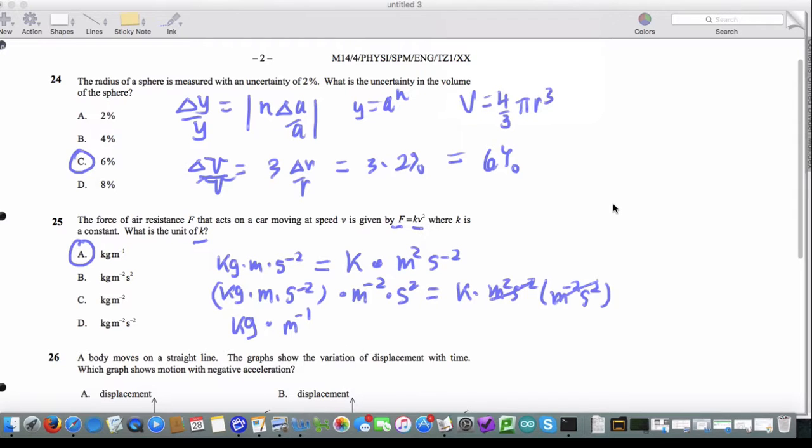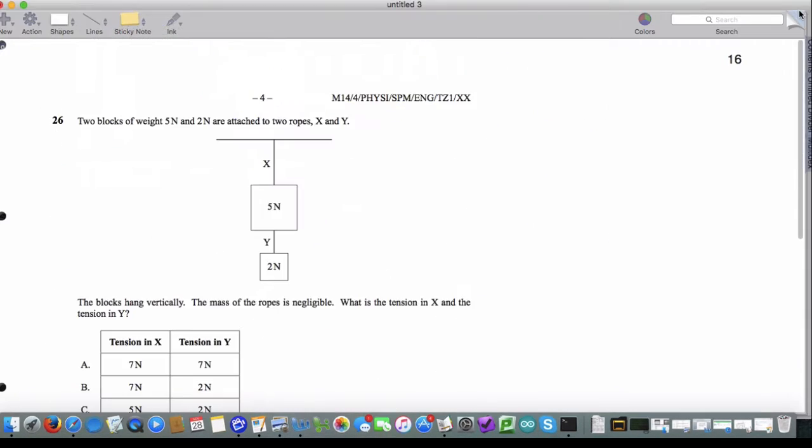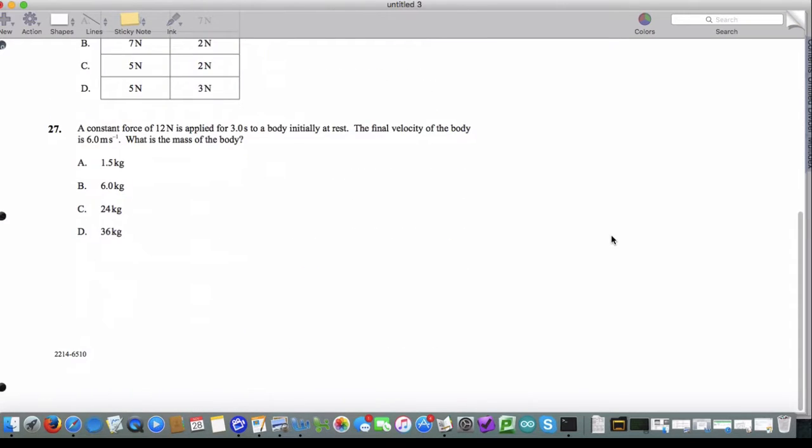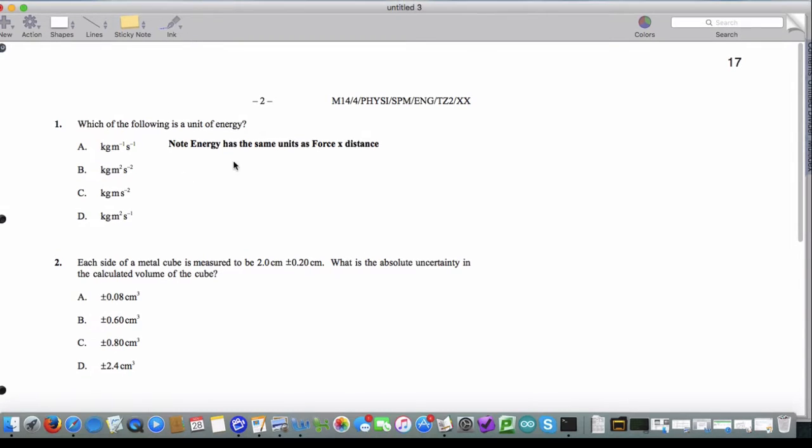Continuing with our work here, so 26 we'll do later, 27 later with forces. All right, this one, units of energy. Let's just continue here. Again, force times distance. This one I hope you get. So it's kilograms times meters times seconds to the -2 times meters again. That's giving us choice B.